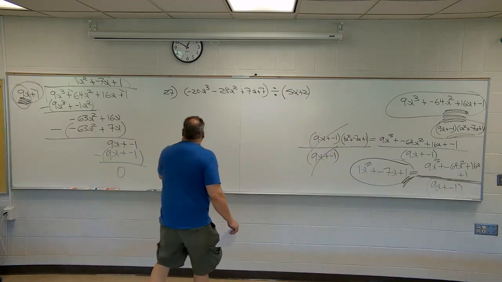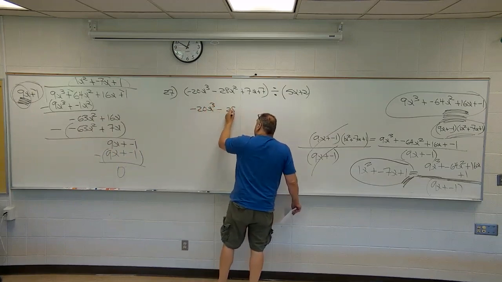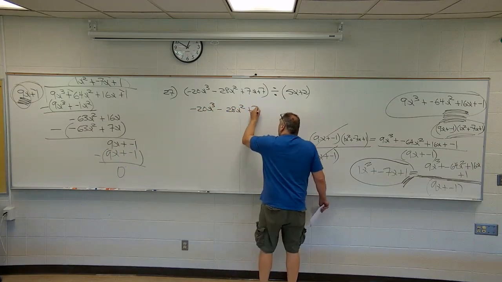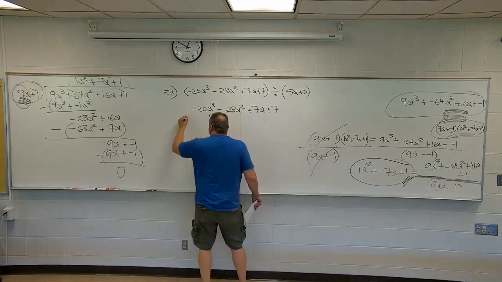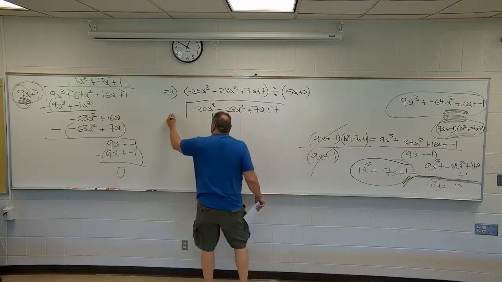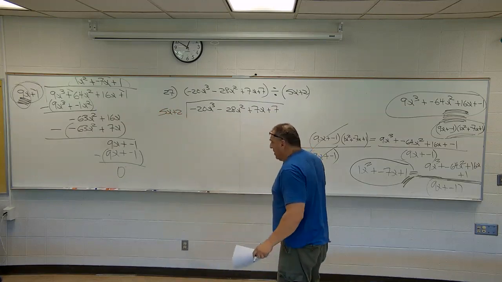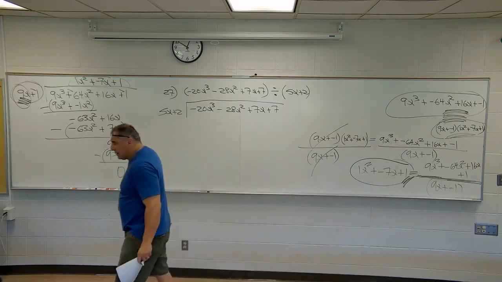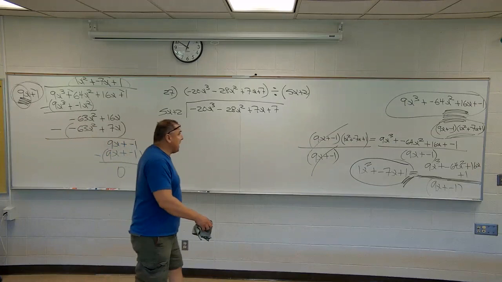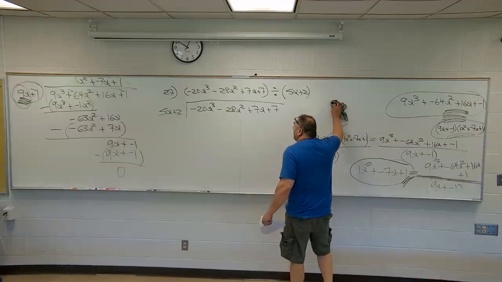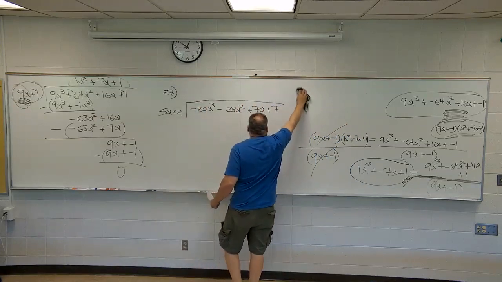Let's do what we just did. Let me write this guy, negative 20x to the third minus 28x squared plus 7x plus 7, divided by 5x plus 2 right here. That's all they're asking, guys, when they do something like this. See the procedure. Let's follow the procedure. So they're asking, can we do it? Yeah, we certainly can do it. We did it before.